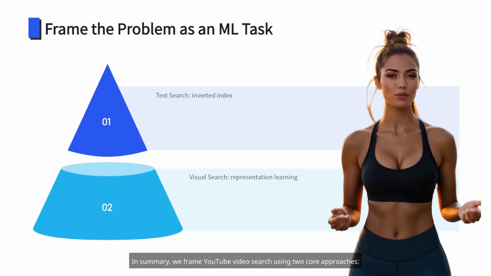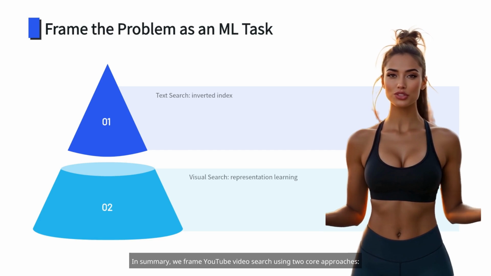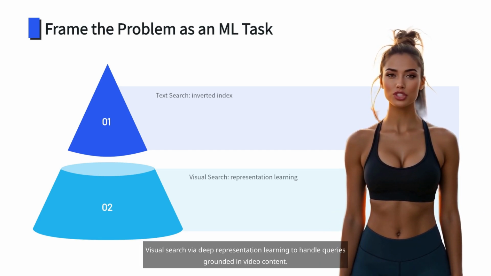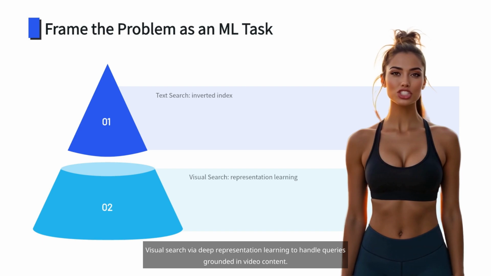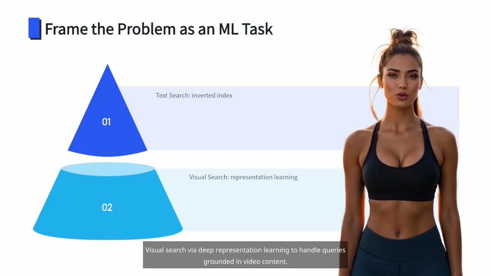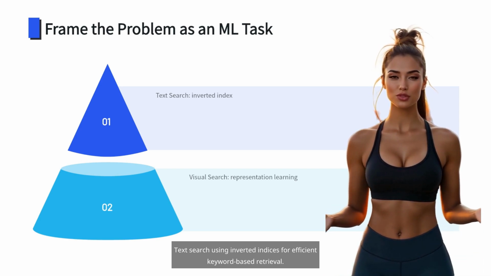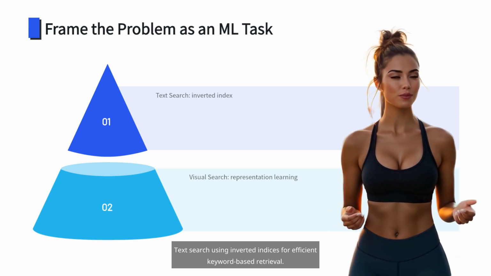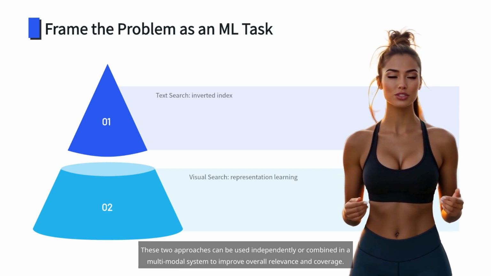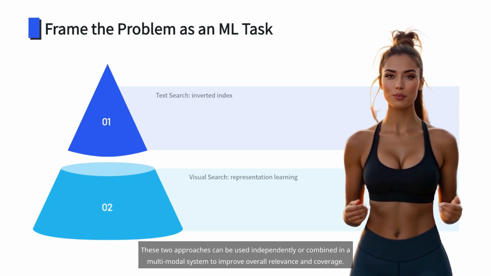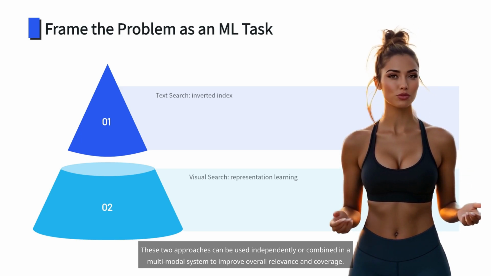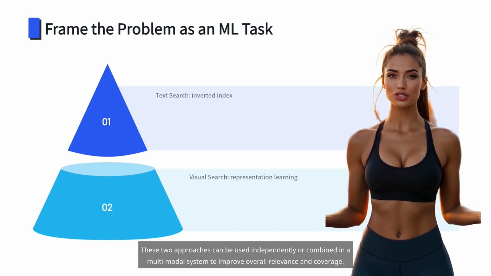In summary, we frame YouTube video search using two core approaches. Visual search via deep representation learning to handle queries grounded in video content. Text search using inverted indices for efficient keyword-based retrieval. These two approaches can be used independently or combined in a multimodal system to improve overall relevance and coverage.